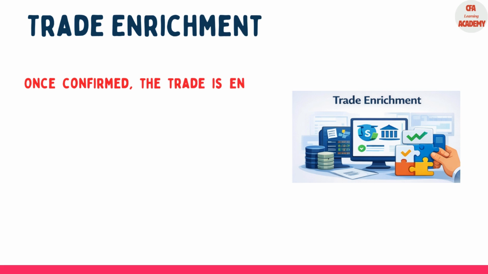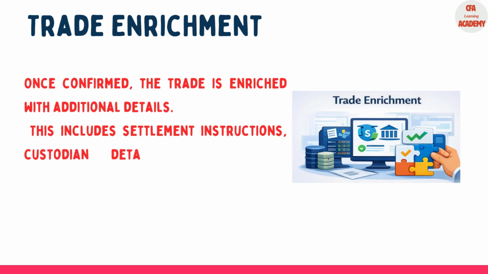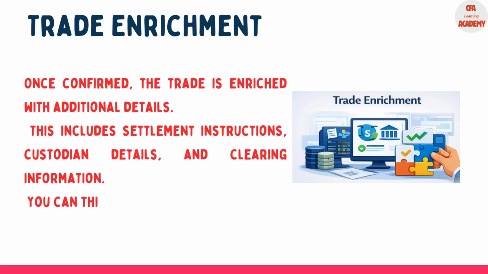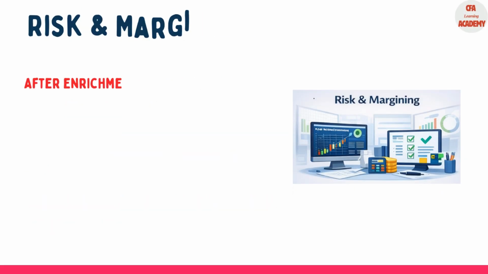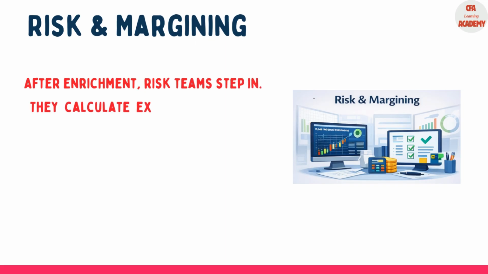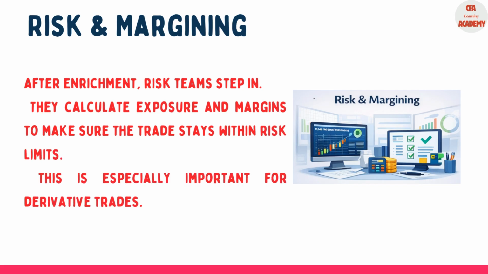Once confirmed, the trade is enriched with additional details. This includes settlement instructions, custodian details, and clearing information. You can think of this step as completing the trade puzzle. After enrichment, risk teams step in. They calculate exposure and margins to make sure the trade stays within risk limits. This is especially important for derivative trades.